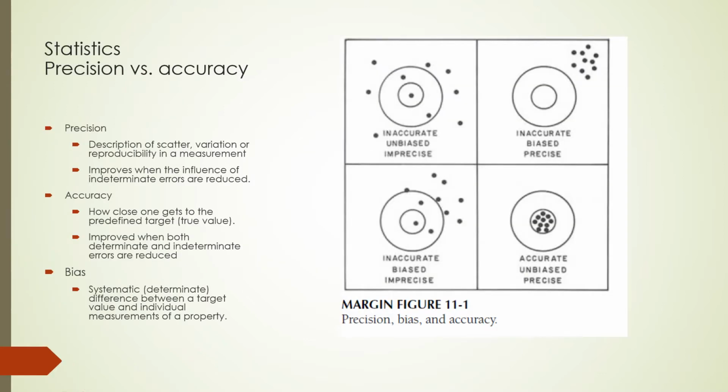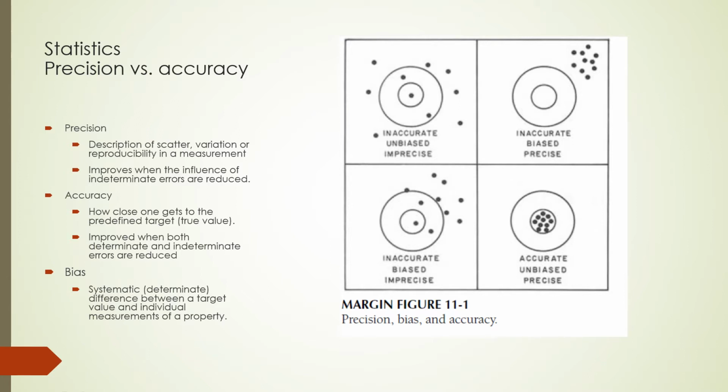Here are some statistical concepts relevant for imaging. We will start with precision. The precision of a series of measurements describes the range or spread of the individual measurements from the average value of the series. Precision improves as the influence of indeterminate errors is reduced.